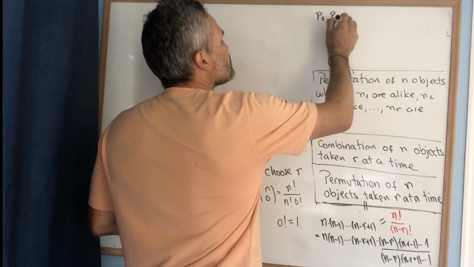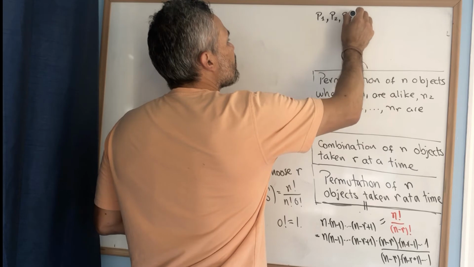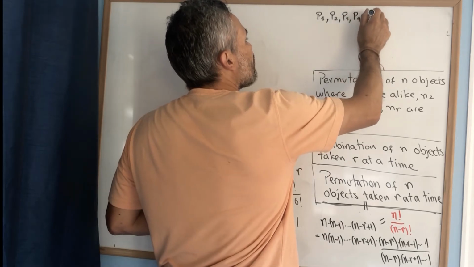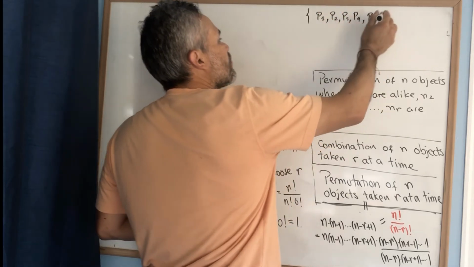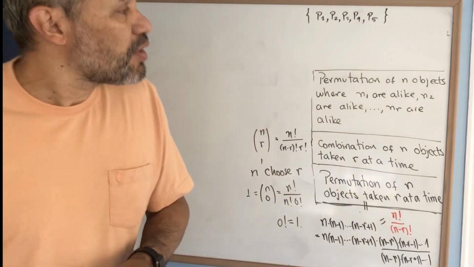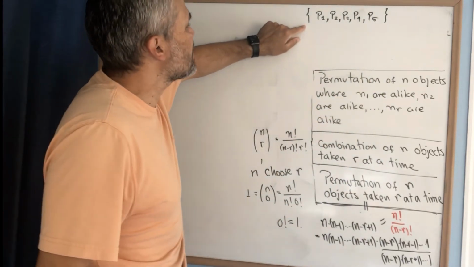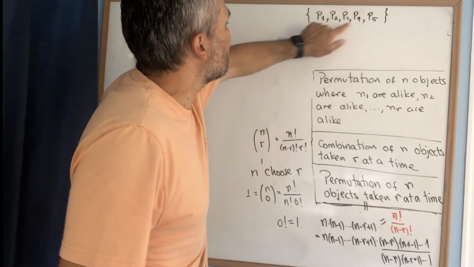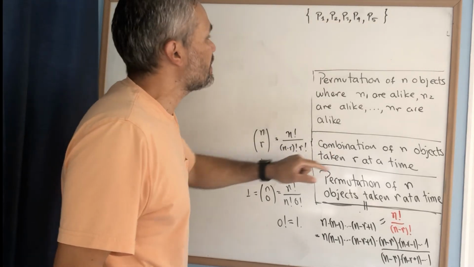Person number 1, person number 2, person number 3, person number 4, person number 5. And we want to do a committee with 3 people. How many committees with 3 people can be taken from this? And that's exactly the situation.